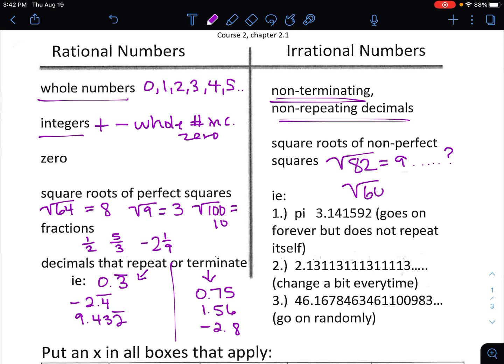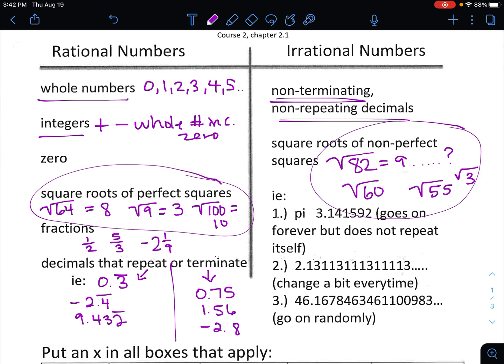The square root of 60, because we know that 7 times 7 is 49, 8 times 8 is 64. It would fall somewhere in between there, but it would be a non-terminating, non-repeating decimal. The square root of 55, the square root of 3. If it's the square root of a perfect square, we're over here. But square roots of non-perfect squares are like everything else. Those are all irrational.